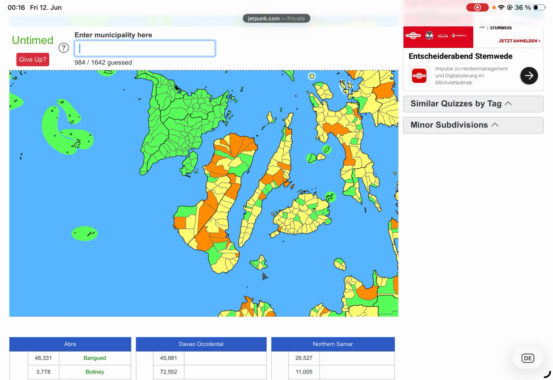Okay, and then in Siquijor we have La Reina, we have Enrique Villanueva, Castañeda. What was the name of this one? Or is it Alfonso Castañeda? No, okay. I think it's Enrique Villanueva or something. I thought it was something like this. Or maybe I'll get back to it later. Alright, so we have Lazi here in the south of Siquijor.